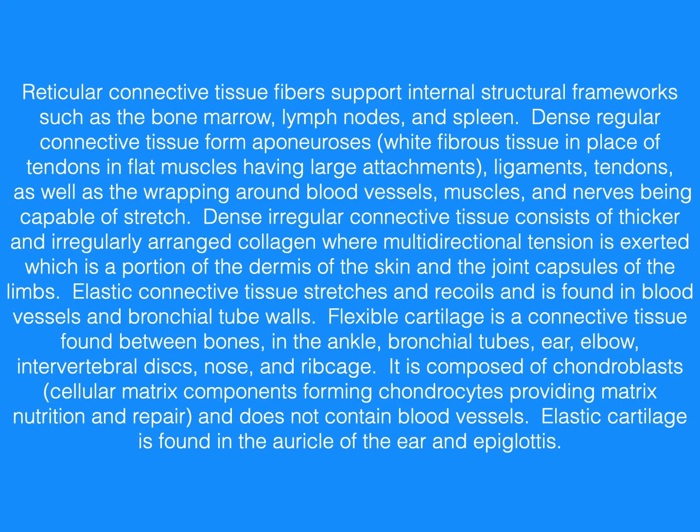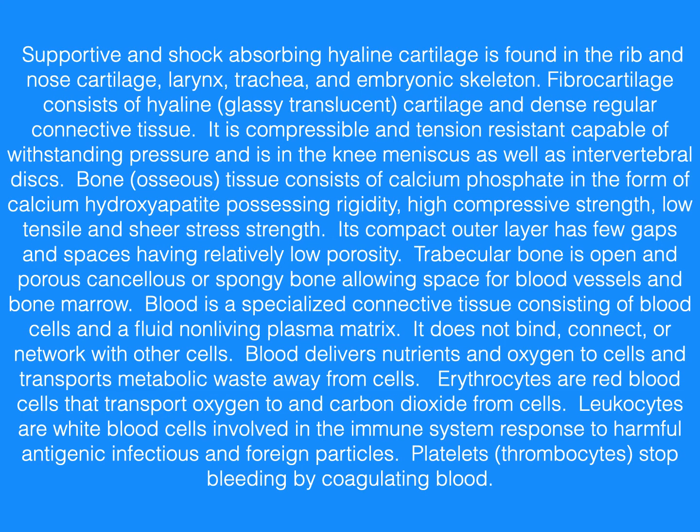Flexible cartilage is a connective tissue found between bones in the ankle, bronchial tubes, ear, elbow, intervertebral discs, nose, and rib cage. It is composed of chondroblasts and does not contain blood vessels. Elastic cartilage is found in the auricle of the ear and epiglottis. Supportive and shock-absorbing hyaline cartilage is found in the rib and nose cartilage, larynx, trachea, and embryonic skeleton. Fibrocartilage consists of hyaline cartilage and dense regular connective tissue. It is compressible and tension resistant, capable of withstanding pressure, and is in the knee meniscus as well as intervertebral discs.